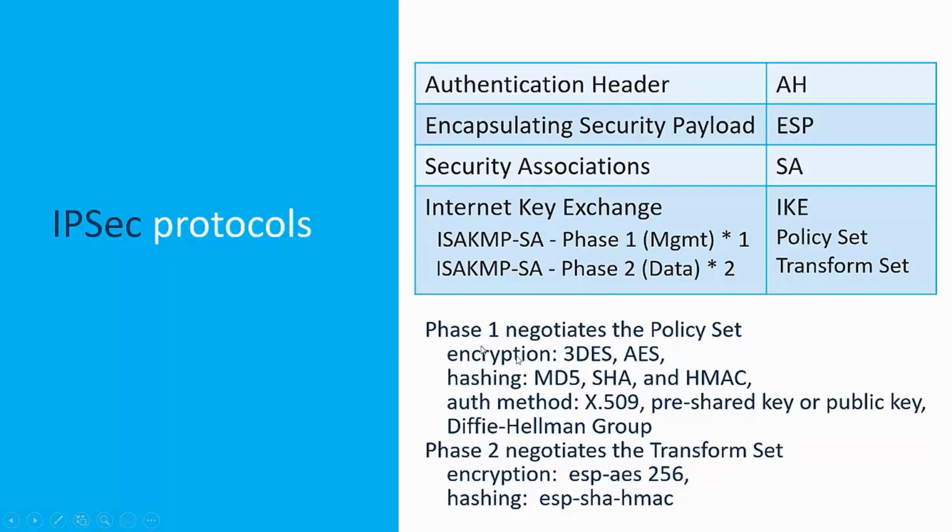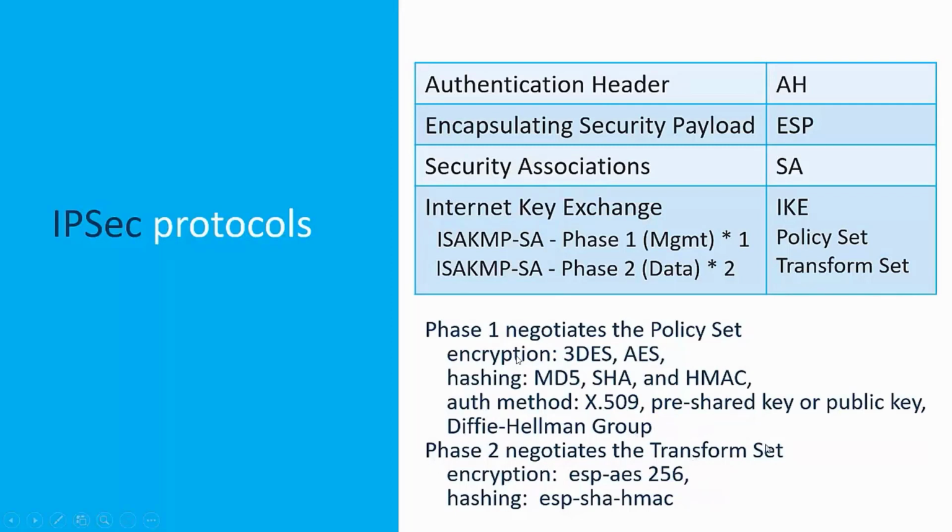So in Phase 1, what's negotiated is the policy set, and there we lay out the encryption that's going to be used. Let's say it's 3DES or AES. The hashing that's going to be used, either MD5 or SHA with HMAC, which is a keyed hash. The method of authenticating each end of the IPsec tunnel using X.509 certificates, with either pre-shared keys or public key, and the Diffie-Hellman group that's going to be used to share those keys across the internet.